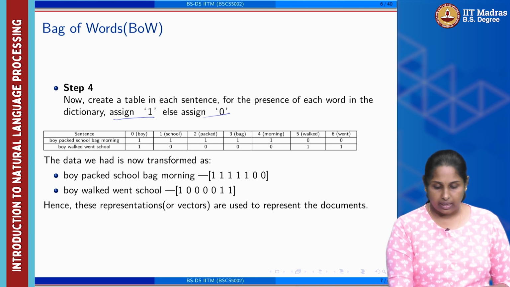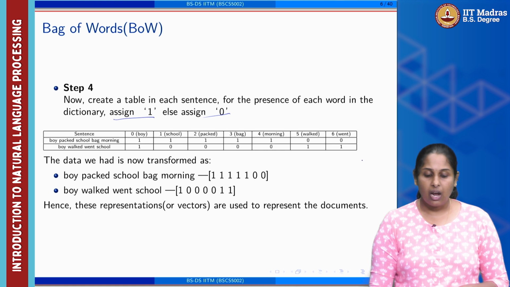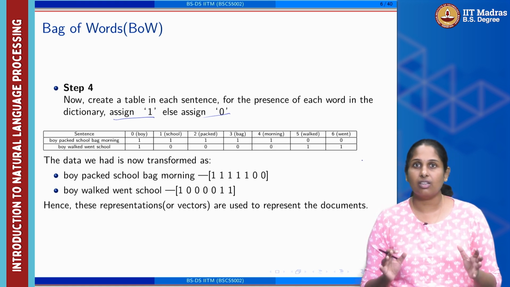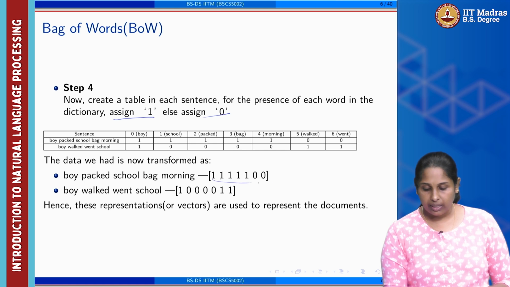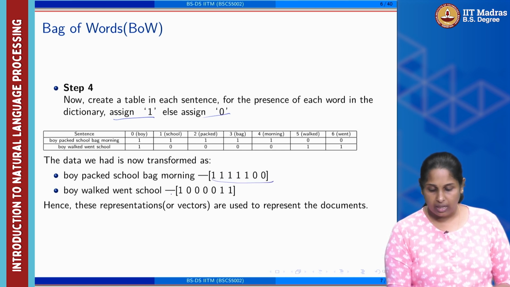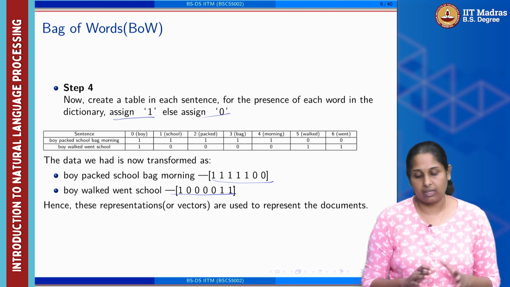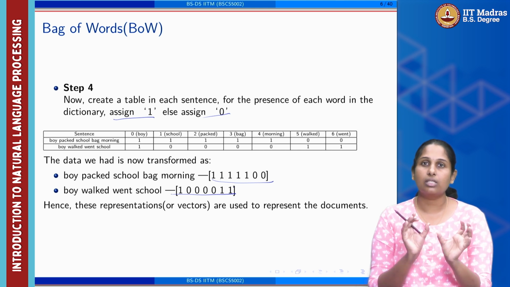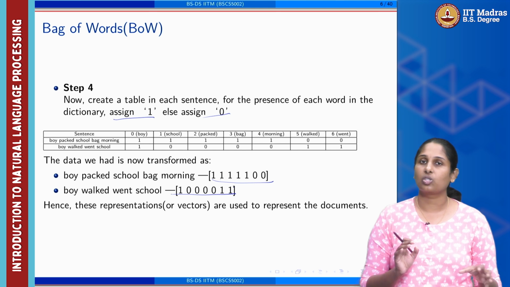So, now let us take the sentence and give the numbers 0 and 1 based on that. Now the data is being transformed into a list of vectors, numbers that are assigned, zeros or ones. Now, for boy, packed, school, bag, morning, we are getting this representation, and there is another representation for the other sentence. So, this is one type of vector representation. It helps us represent the combination of words that occurred in this document, whether it is there in the dictionary already or not.